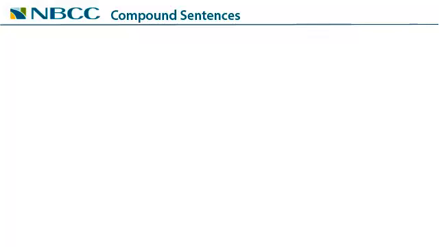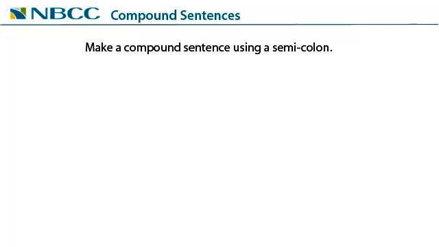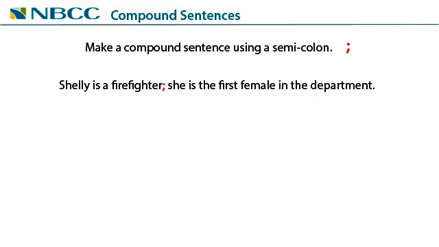There is another way to make a compound sentence, and that is by using a semicolon. A semicolon is something like a period, but it's used to connect sentences that are closely related. For example, Shelley is a firefighter. She is the first female in the department. The writer wants to show that these two sentences are closely related by using a semicolon. Be careful not to overuse semicolons and only use them occasionally when there's a close connection that you really want to show.